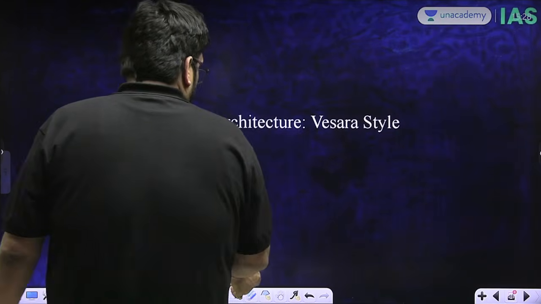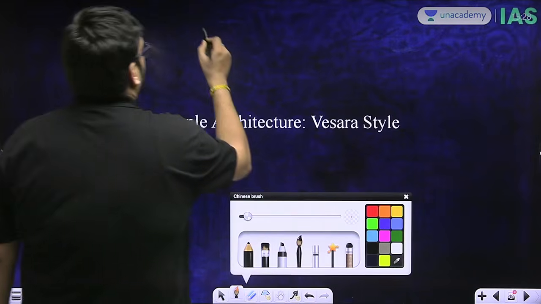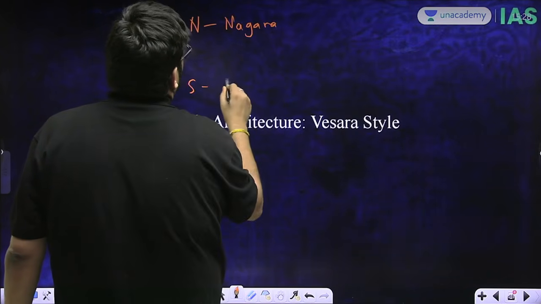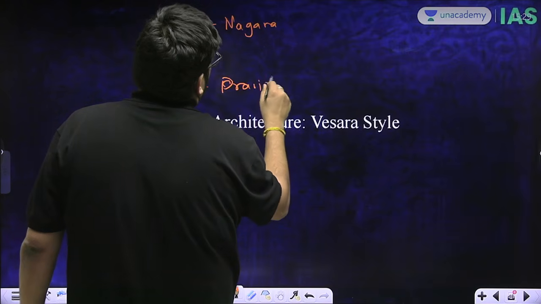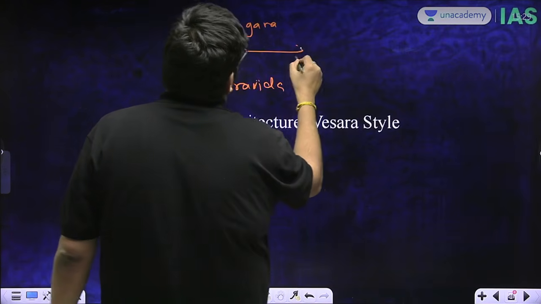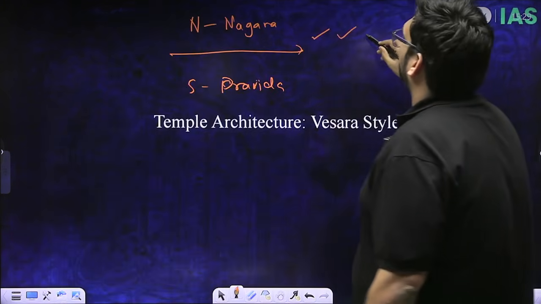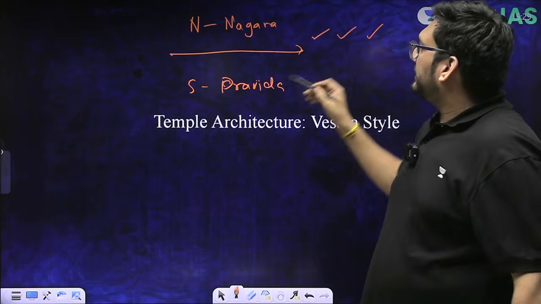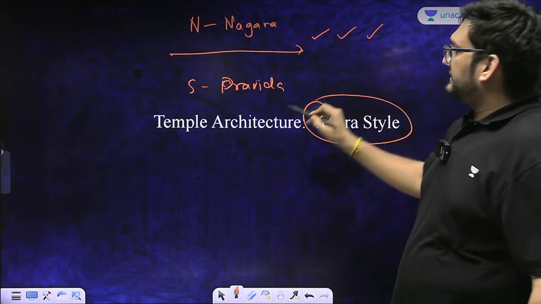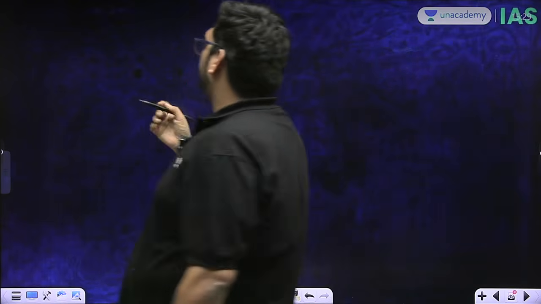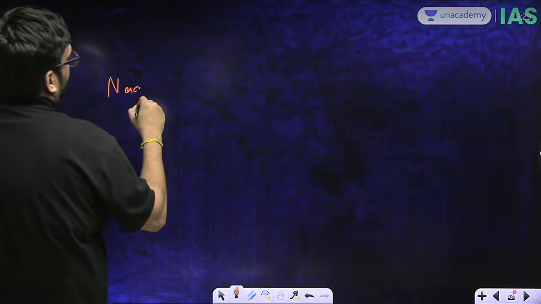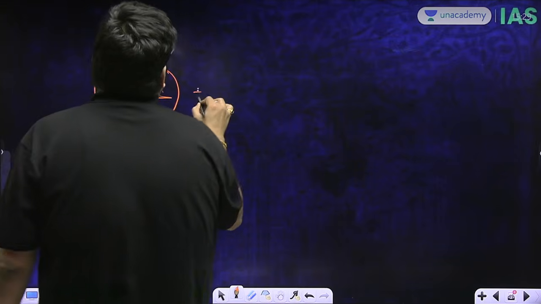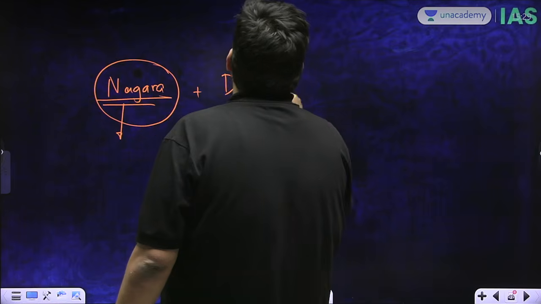Now, in North India we have Nagara, in South India we have Dravida, and in central India, which would be marked by the Chalukyas, then the Rajputas, and even the Hoysalas and the Kakatiyas, we have the Vesara style. Vesara style is a hybrid style. It has the designs and structures of the Nagara plus the decoration of the Dravida.